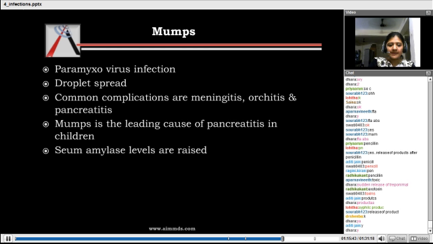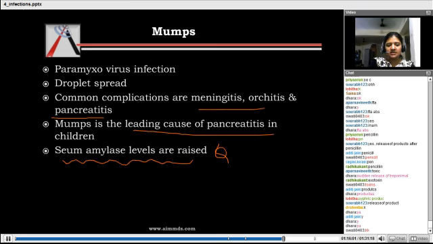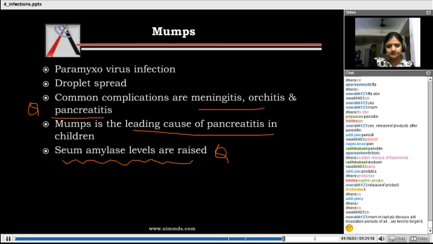Mumps. Mumps is a paramyxo infection. Mumps is the leading cause for pancreatitis in children. And if there is a pancreatitis, what do you expect? You expect an increase in the serum amylase levels. So that's again an MCQ. And commonest complications of mumps is meningitis, orchitis, pancreatitis, MCQ again.